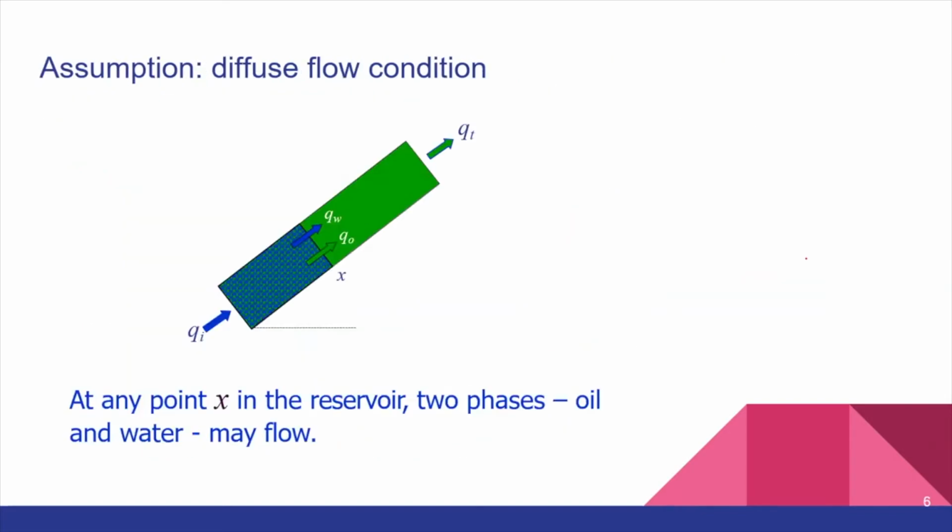If we assume we have a diffuse flow condition at any point of x, which is this axis, two-phase oil and water may flow. If you have your Qi, the initial flow rate, this is water. Water will push the oil out. The green one is oil, and then you will have Qw and Qo, the flow rate of water and the flow rate of oil, and the output is Q total, which is both Qw plus Qo.